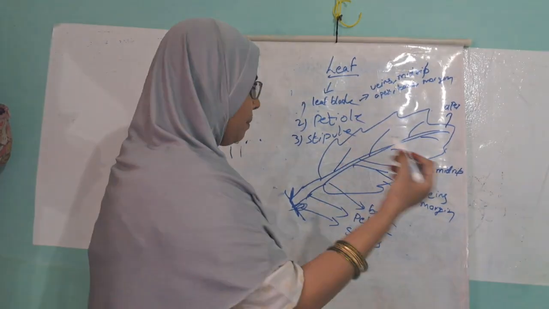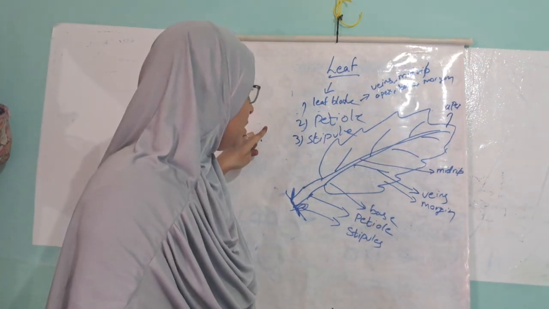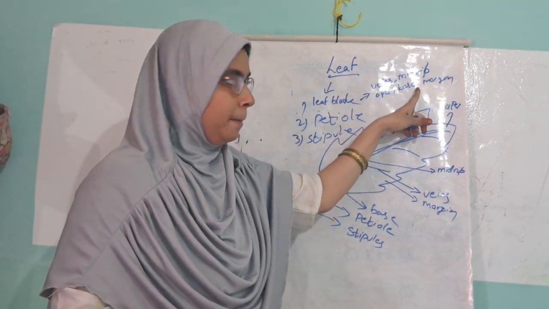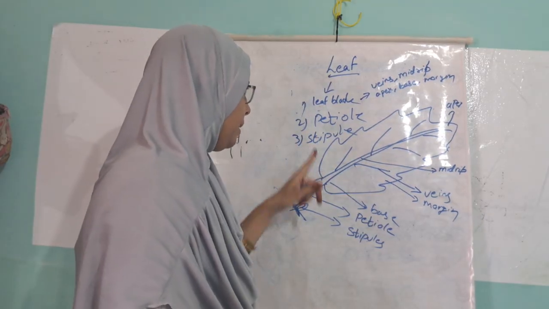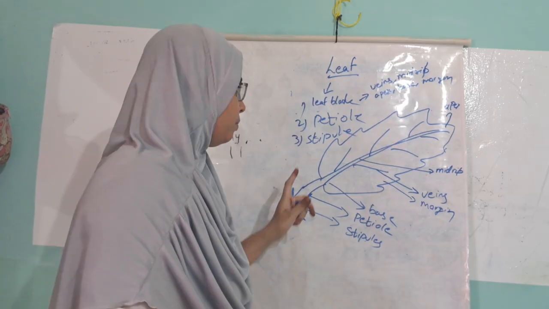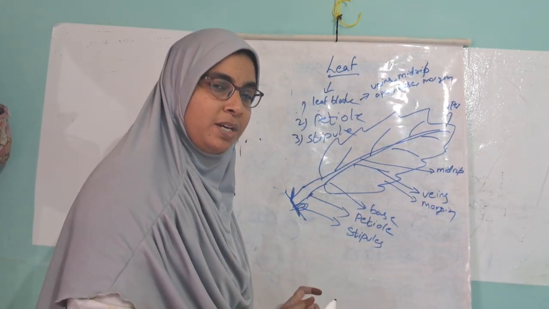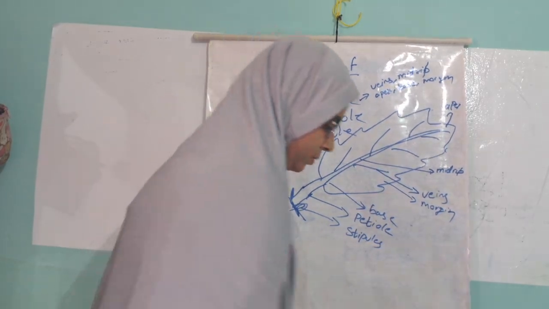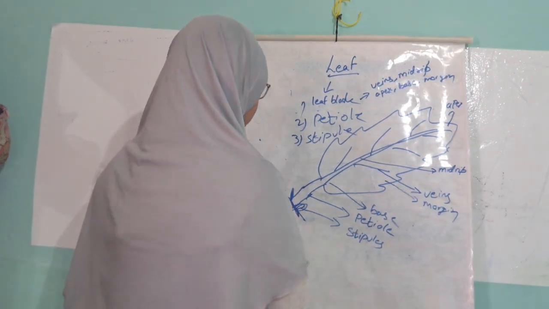This is about parts of a leaf. A leaf has a leaf blade, petiole, and stipule. Leaf blade has veins, midrib, apex, base, margin. Petiole is the part that connects the leaf and the stem. Stipules are a pair of leaf-like structures present at the end of the petiole. This is about parts of a leaf.